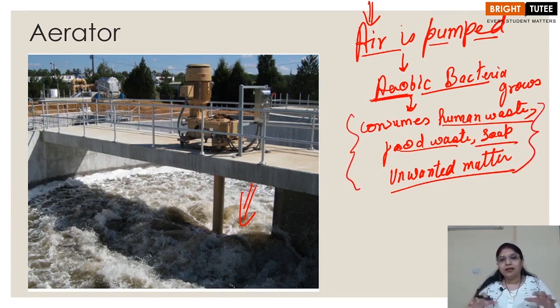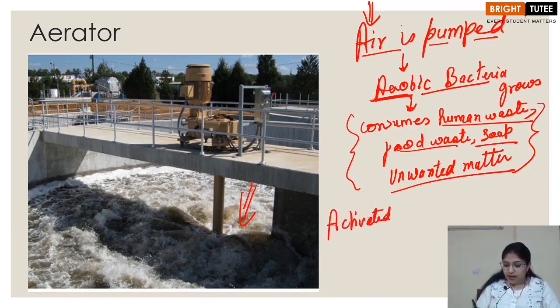They settle down at the bottom of the tank. When the microbes settle down at the bottom of the tank, they form the activated sludge, right? Now, this is what we call the activated sludge.